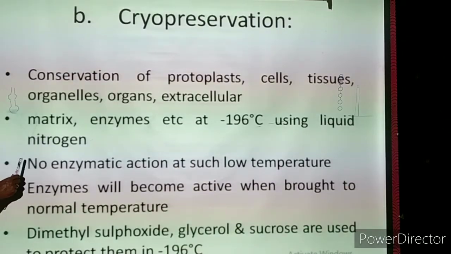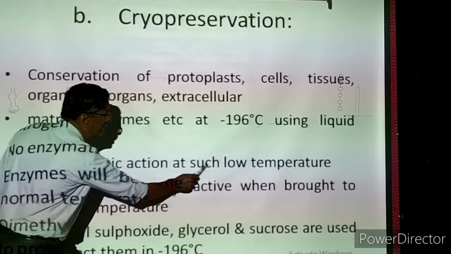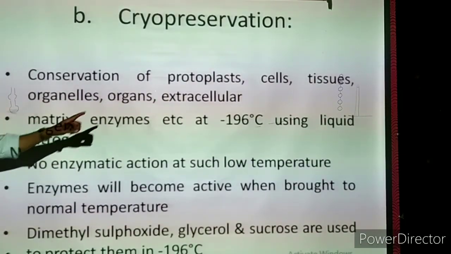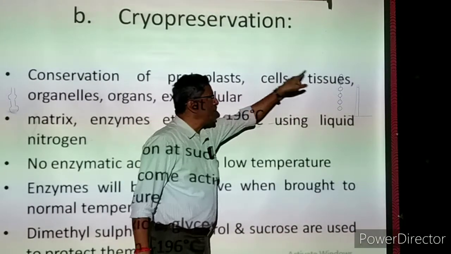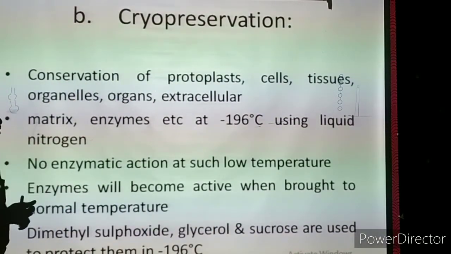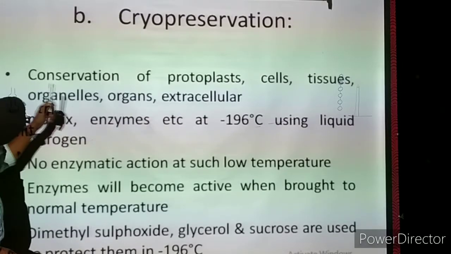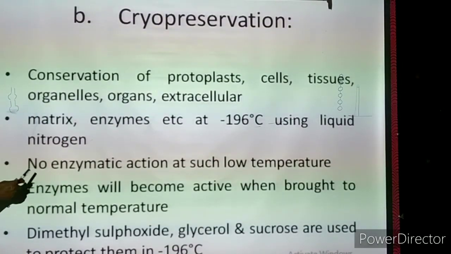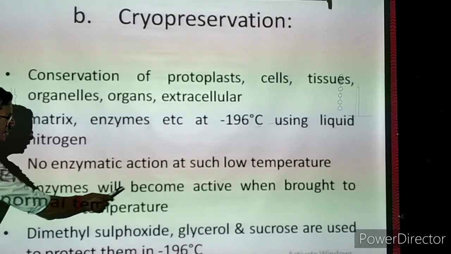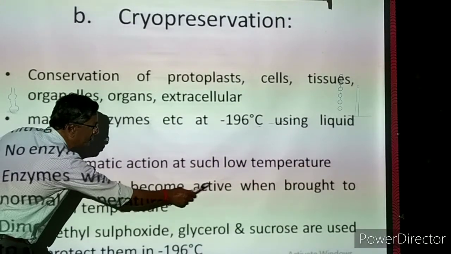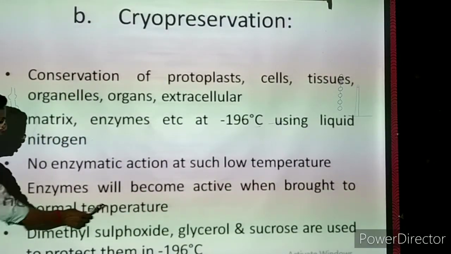Second one, no enzymatic action at such low temperature. Whenever the temperature is very, very low, inside the cell, inside the protoplast, inside the tissues and all, there is no chemical reaction. So what will happen? The protoplast, cells, tissues, organelles, organs and all will be kept in good condition without any spoilage. No enzymes will become active. Next point: enzymes will become active when they are brought to normal temperature.